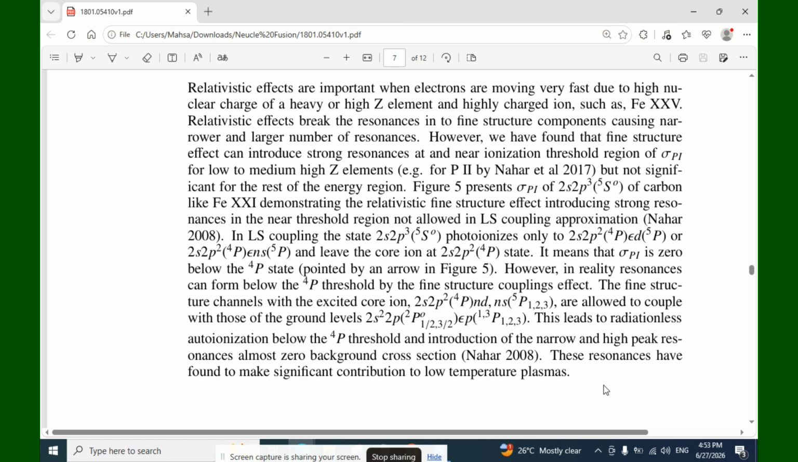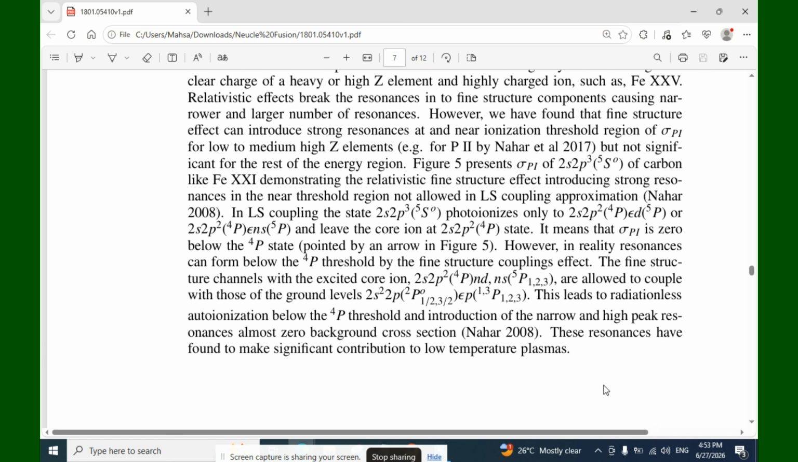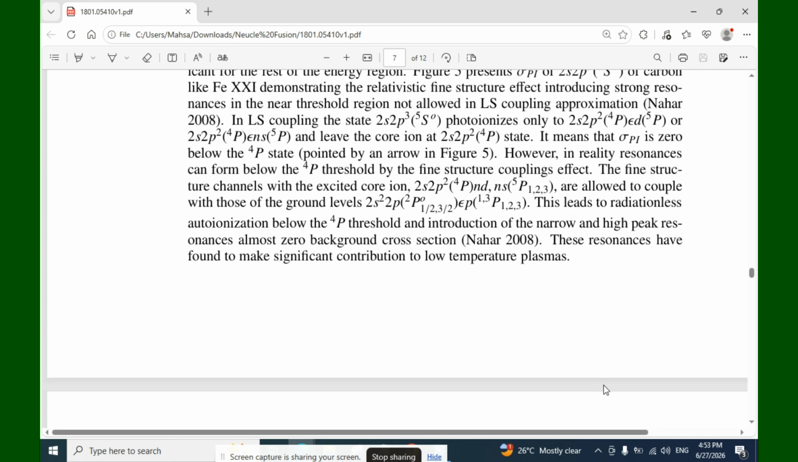The fine structure channels with the excited core ion are allowed to couple with those of the ground level. This leads to radiationless autoionization below the P threshold and introduction of narrow, high peak resonances with almost zero background cross-sections, Nahar 2008. These resonances have been found to make a significant contribution to low temperature plasmas.